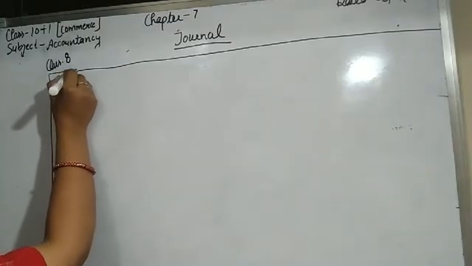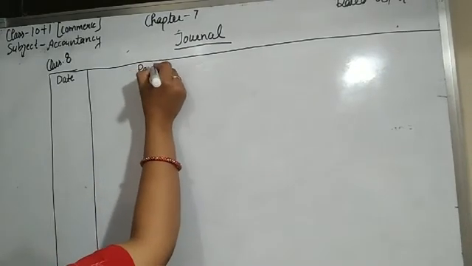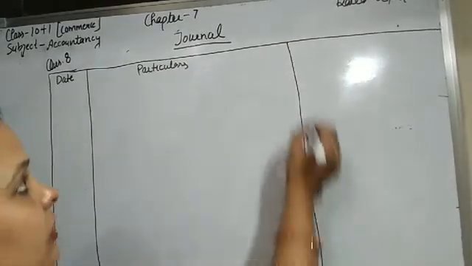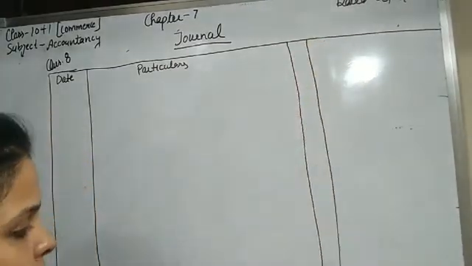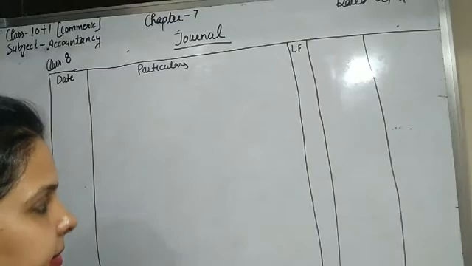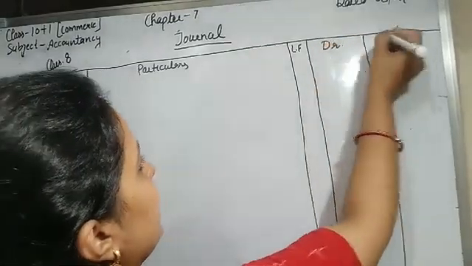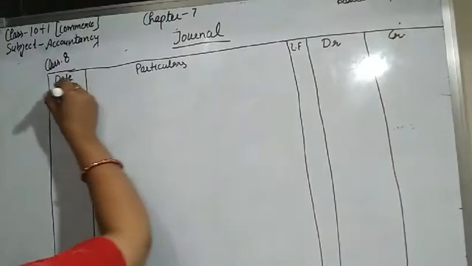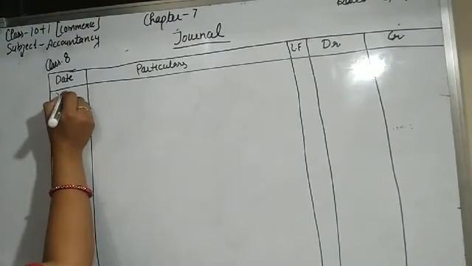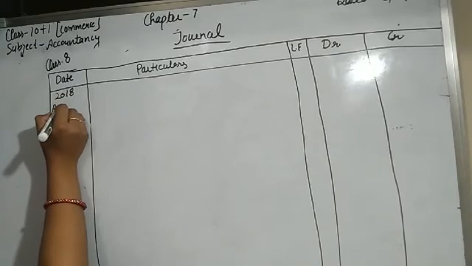So date, particulars, ledger folio, debit amount and credit amount. Debit and credit. Okay students. So the first entry is year 2018 and month August and date is 1.